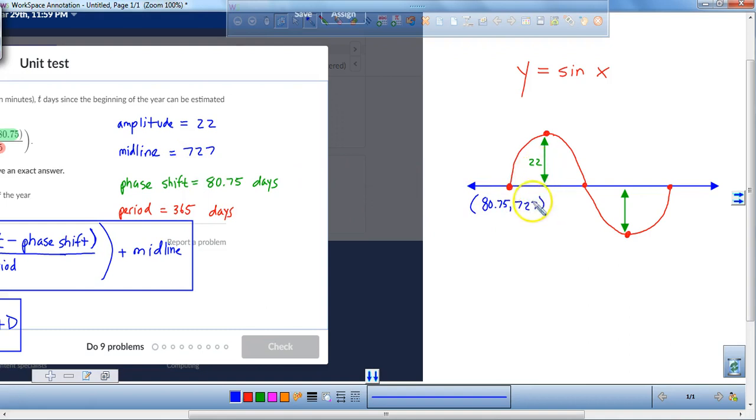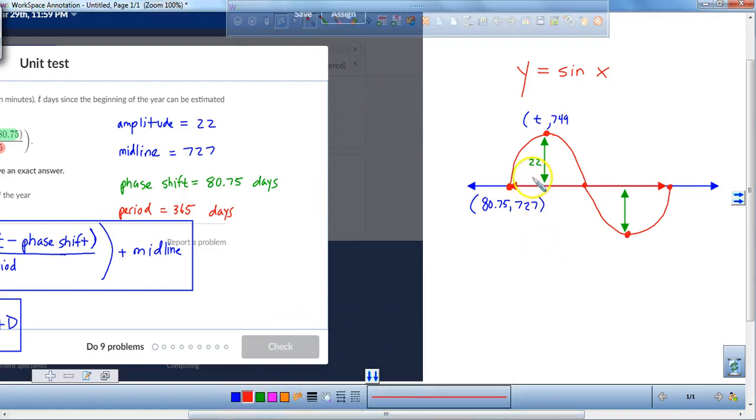Now if we add 22 to that, that's going to put us all the way up here at 749. That's going to be the longest day in minutes. Okay? So what we're looking for is the t value that goes along with it. Well, this one's not going to be that difficult because we actually know the length of the period. The length of the period is 365 days. So from here all the way across is 365.